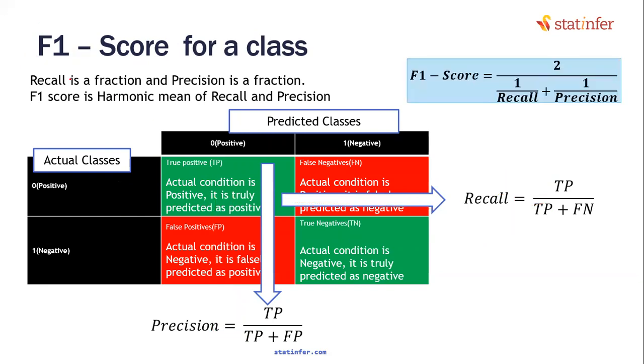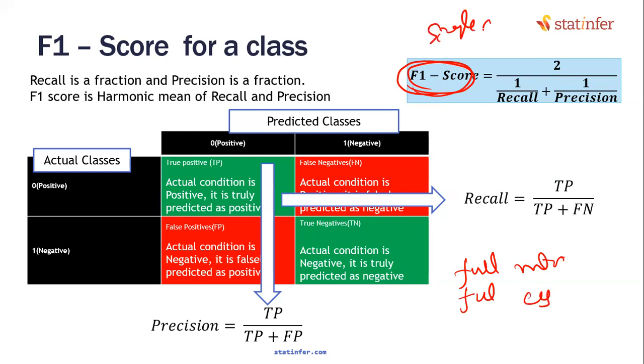In some of the competitions, you will see that apart from accuracy, the F1 score is calculated. Accuracy is for the full matrix, for all the classes, whereas the F1 score is for a single class. That is the only difference. F1 score, either for 0 or for 1, you will calculate.